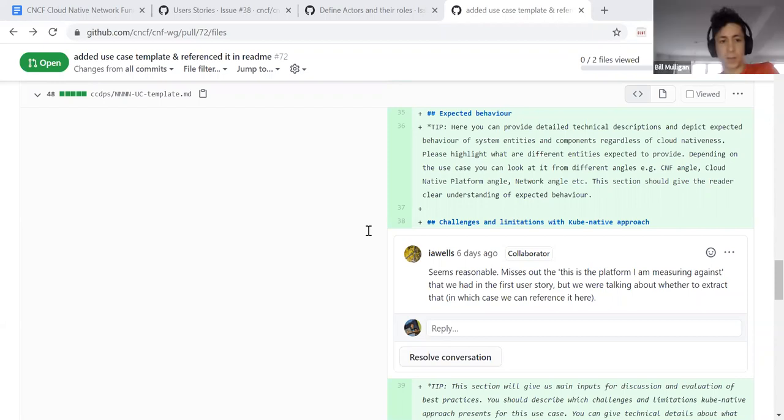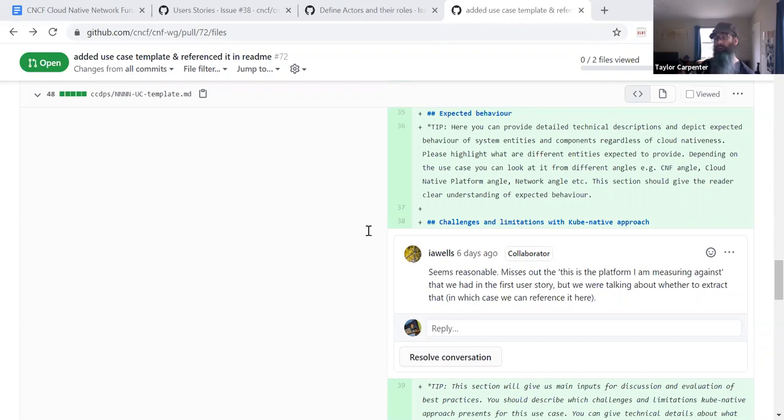I can leave it as a pull request. I can bring an additional commit with a concrete example. And yeah, the update to the README doesn't say use of the template is required.